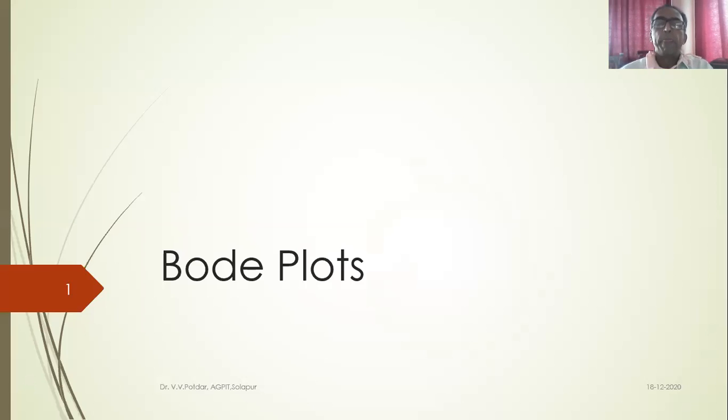Hello friends, we are here with discussion of Bode plots, which is part of our unit 6. In continuation with the discussions we had regarding mathematical modeling of physical systems, as we recollect, we built up the mathematical equations of operations of various mechanical systems.